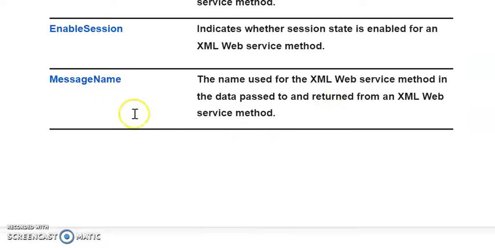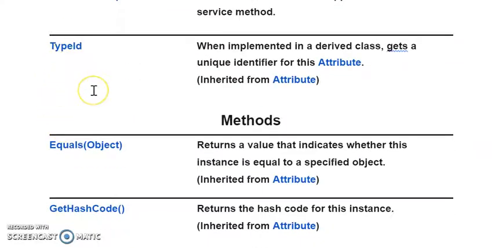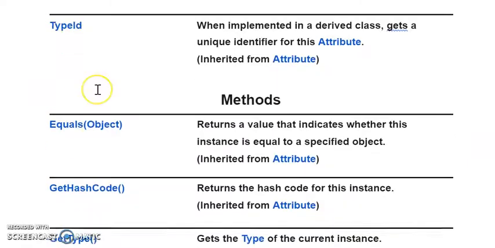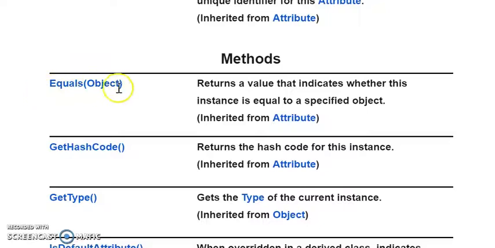MessageName, we can give the name of the message. TransactionOption, as we have just seen, is whether the transaction option is set as enabled or disabled. TypeId will decide the type of that particular attribute. Then Methods, these are the different methods and functions that you can use along with this WebMethod attribute.